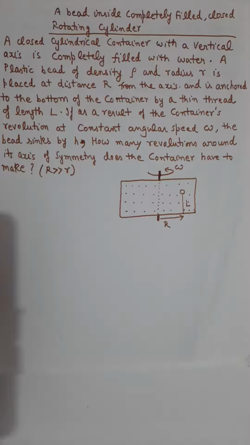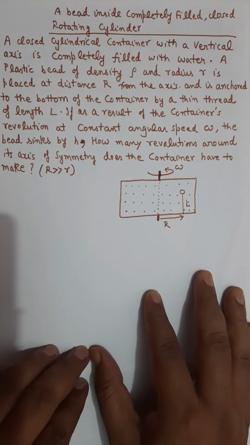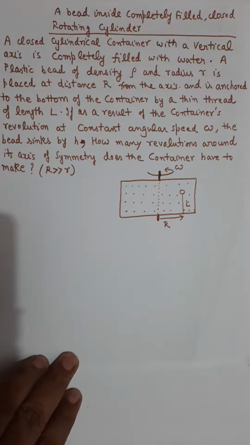One is the pressure variation concept. Second, the concept of buoyancy. And third, the concept of equilibrium. So I will explore these concepts one by one and then I will solve this question. Concept number one is the pressure variation.